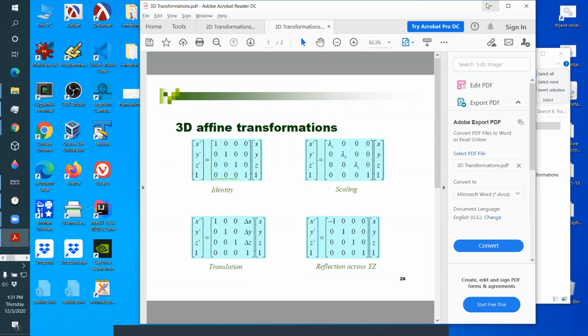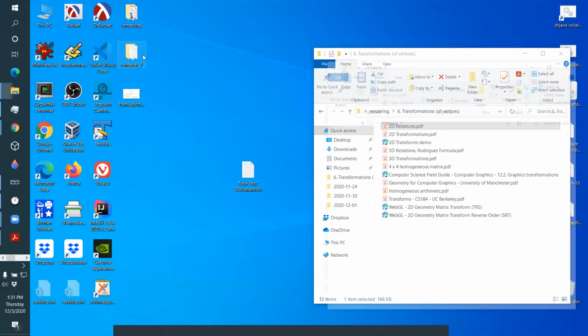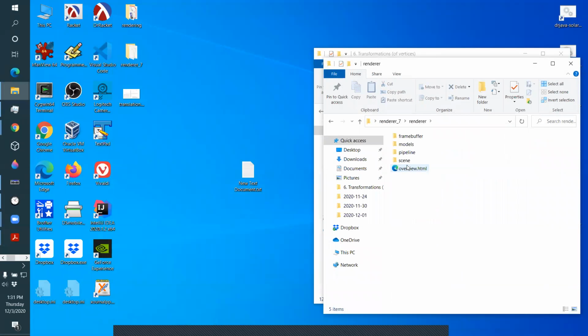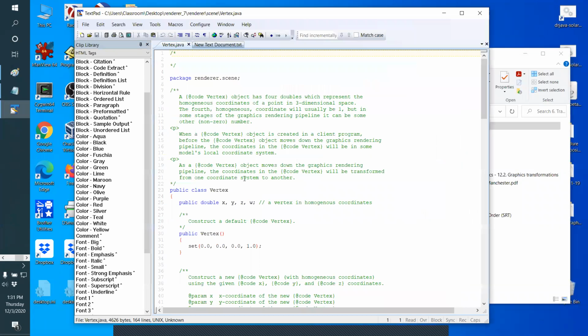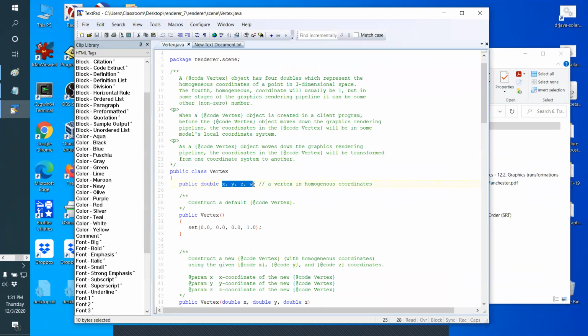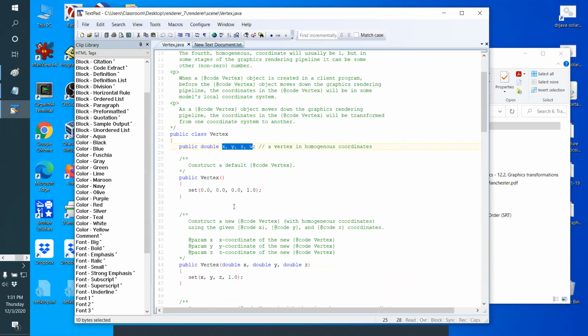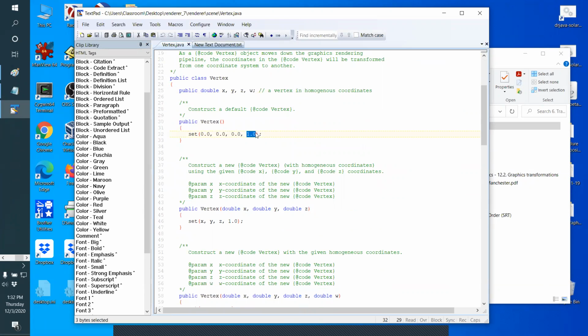Okay. Now, if we go to the renderer, in this renderer, the vertex has been changed to 4 numbers. So when you build a vertex, you get 4 numbers with a 1 here. The default vertex is the origin, which is 0, 0, 0, but it's a point, so it gets a 1 there. So the vertices always have a 1 here.